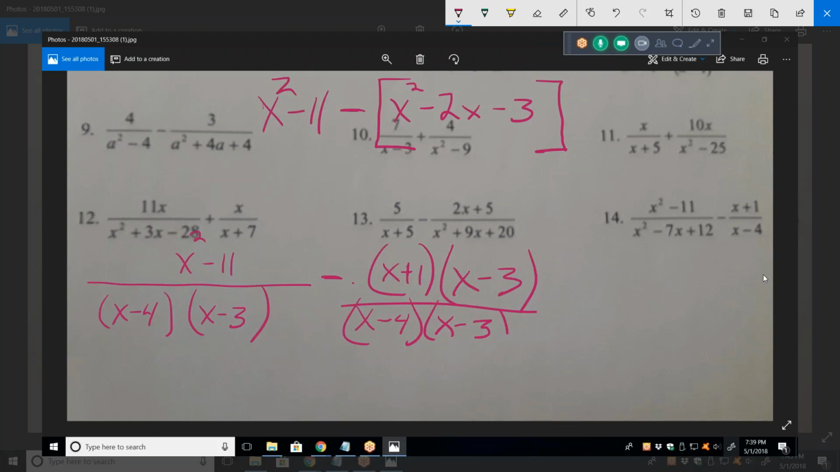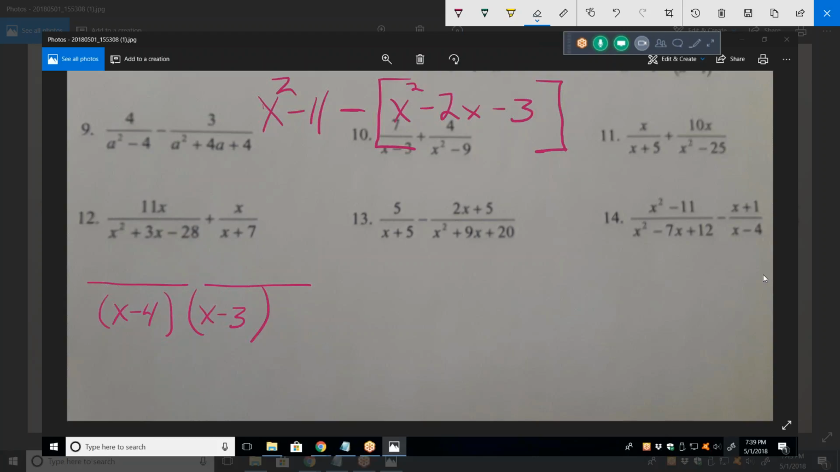Now remove the brackets and tell me what... I'm going to erase all of this over here, and I'm going to write the new numerator right there. So it's x squared minus 11 minus x squared plus 2x plus 3. Okay, that cancels with that. We've got a total of 2x minus 8. What else can I do?